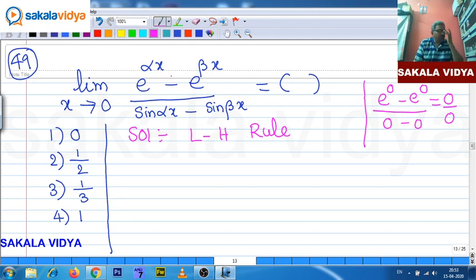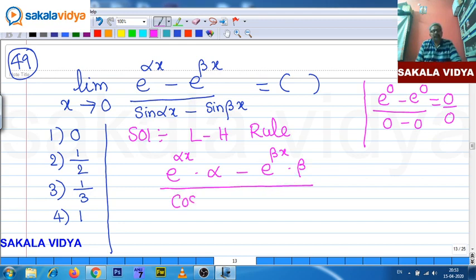So the derivative of the numerator is e^(αx) into α, since the derivative of αx is α, minus e^(βx) into β. Upon the derivative of sin αx, which is cos αx into α, minus the derivative of sin βx, which is cos βx into β. First let us substitute the limit. If you get again 0 by 0 or infinity by infinity, again we need to apply L'Hospital's rule.